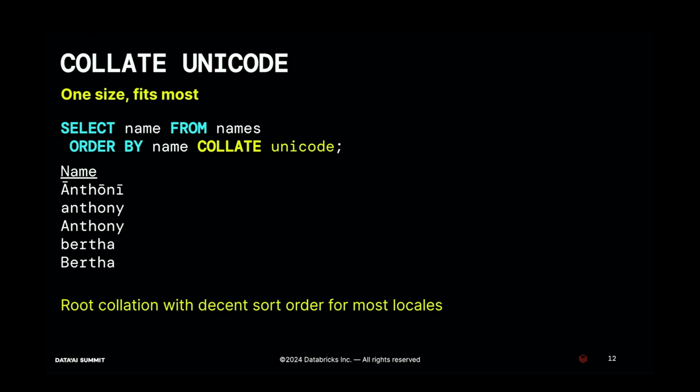So collate Unicode, now you will see all the A's are together, followed by all the B's. So that is much more useful, right? Independent of the casing and of the accents, they are nicely grouped. This is a root collation which has a decent sort order for most locales. I haven't specified anything about a locale here.